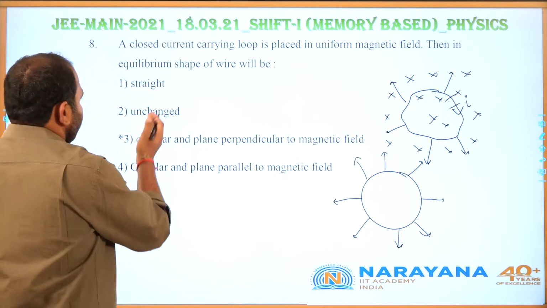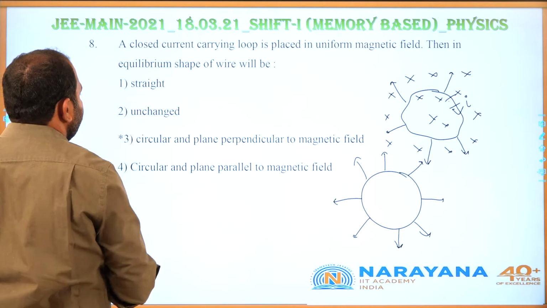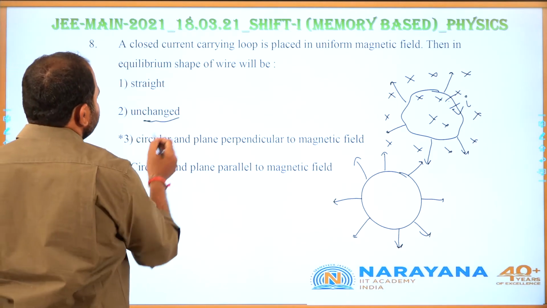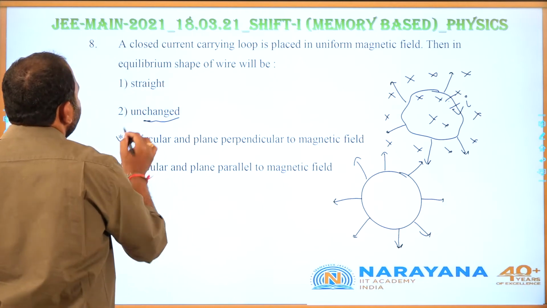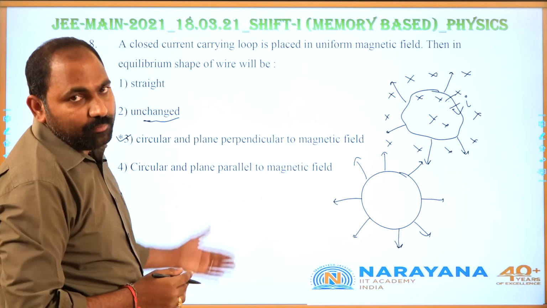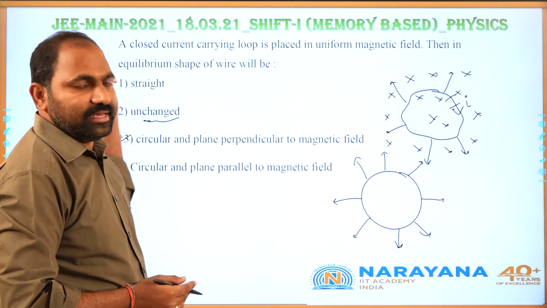So among the given options, it won't be a straight line. Anyway, there will be a change. Circular and plane perpendicular to the magnetic field will be the proper option among the 4 options. Let us go to the next question.